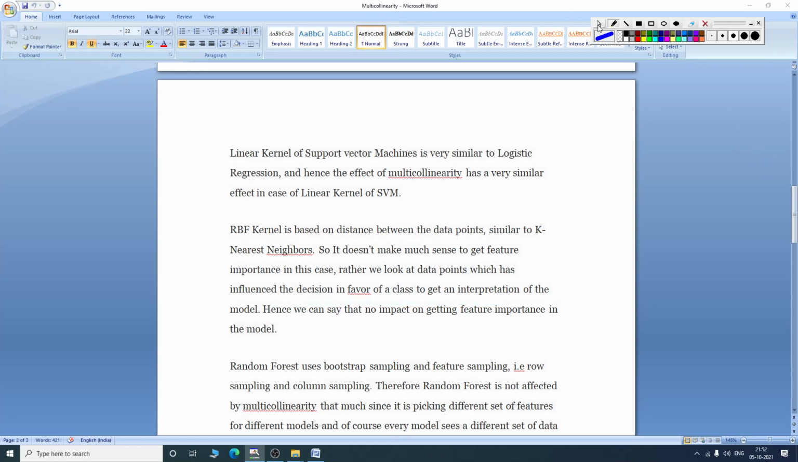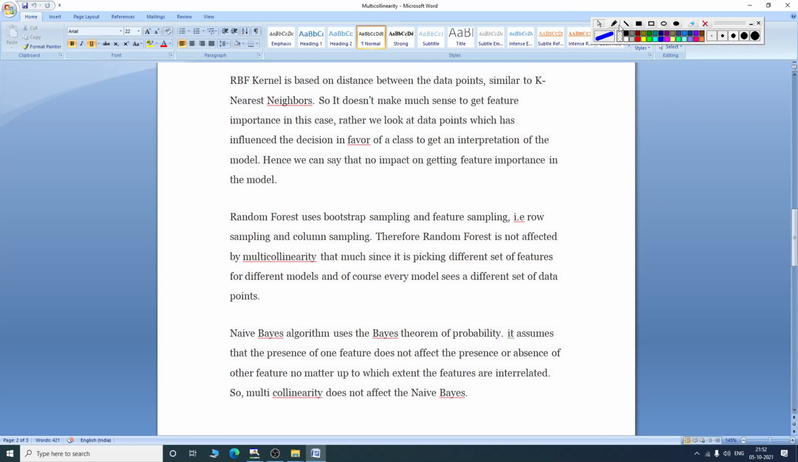So now moving on to the next thing, random forest. It uses bootstrap sampling and feature sampling. So it selects some of the rows or some of the columns. Therefore random forest is not affected by multicollinearity because you either use x1 or x2, you have a choice to discard something, so it is not impacted much by multicollinearity.